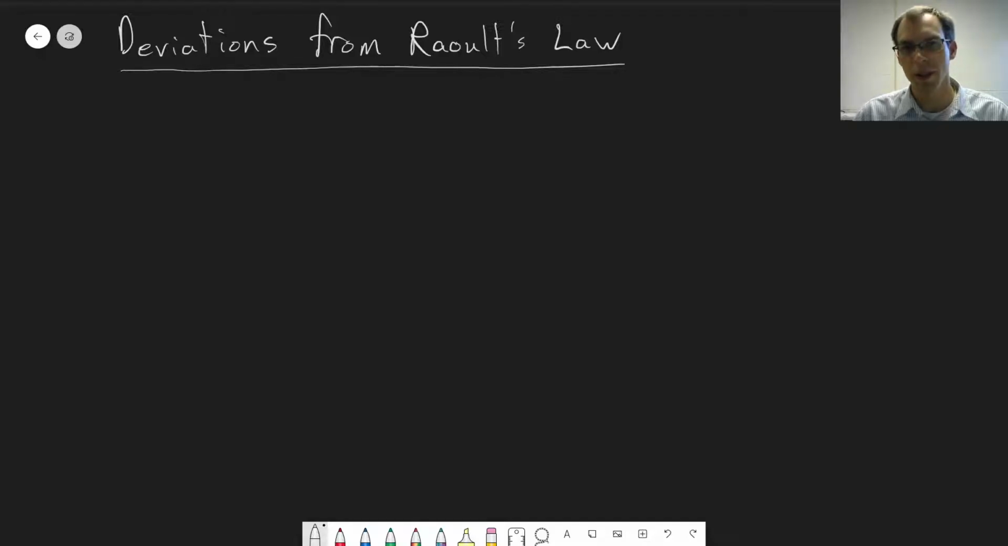The last thing we're going to look at is, as I mentioned before, most solutions do not behave ideally. And so we want to understand why solutions would deviate from Raoult's law behavior, and how they would deviate, and what those deviations can tell us about what's happening on the molecular level in terms of our two components that are making up our solution.